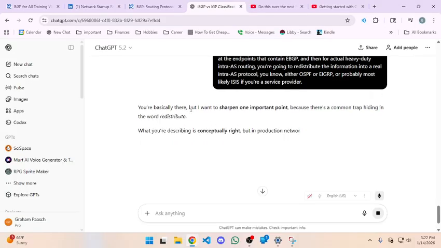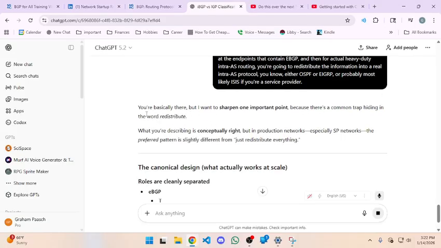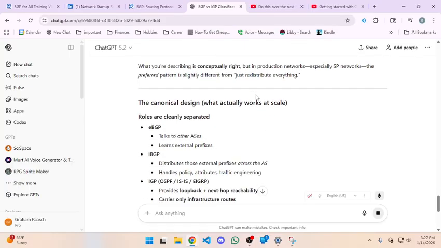Oh, okay. Common trap: redistribute. So what you're describing is conceptually right, but in production networks, especially service provider networks, the preferred pattern is slightly different from just redistributing everything.